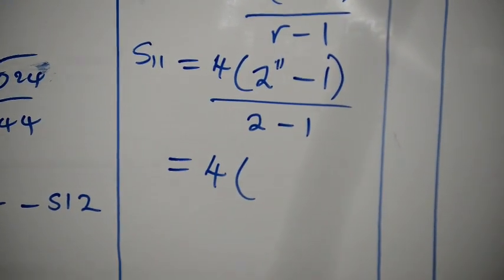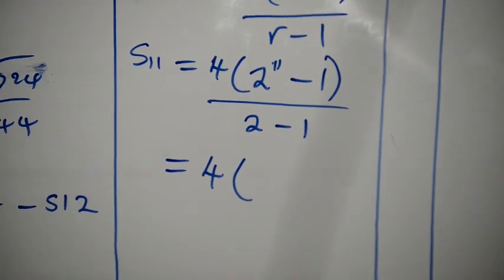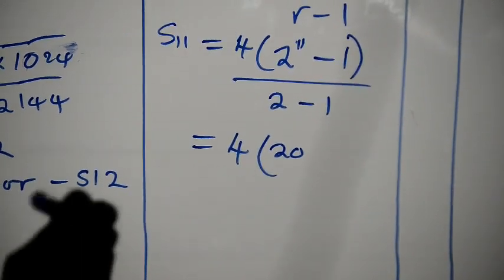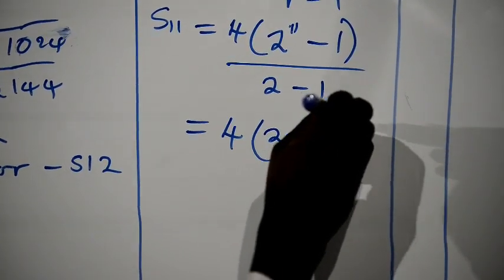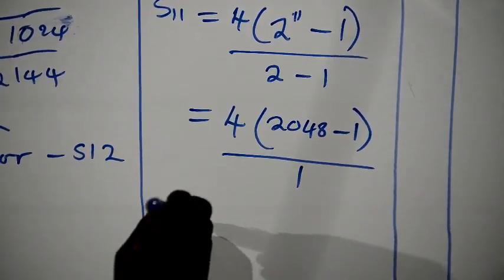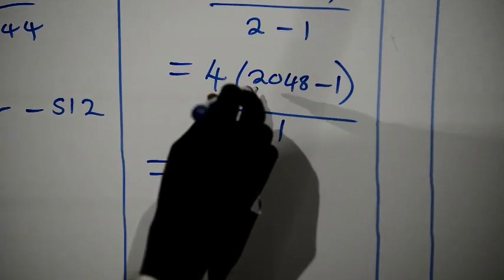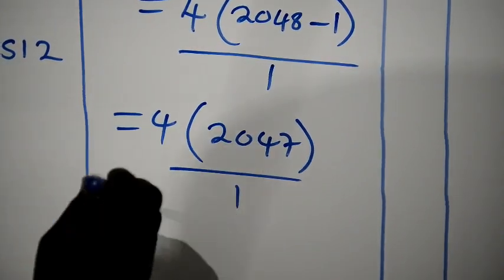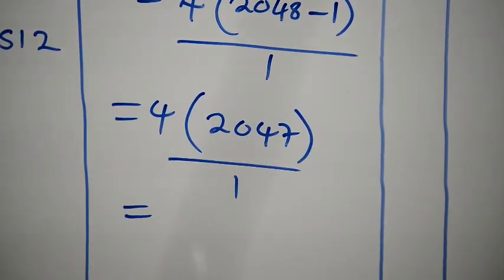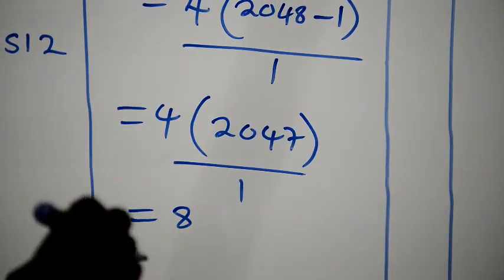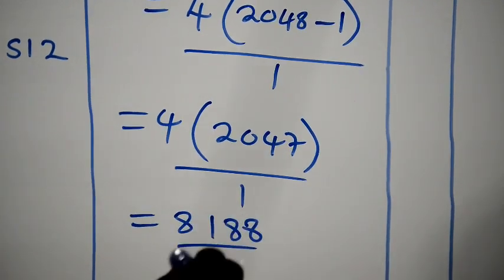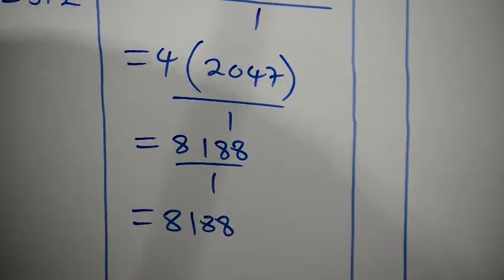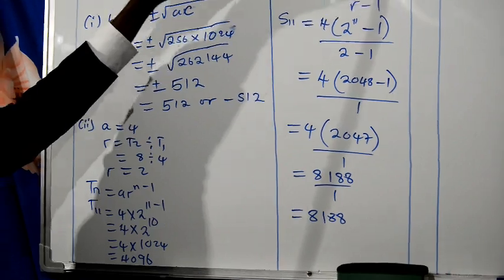What is 2 to the power 11? So 2 to the power 11 will give us 2048, then minus 1, divided by 2 minus 1, the result will be 1. So this will be 4, open brackets, 2048 minus 1, that will be 2047, divided by 1. So we multiply 4 by 2047, it will give us 8,188. Divided by 1, the result will be 8,188. So that is how we calculate the sum of the first 11 terms from this sequence.